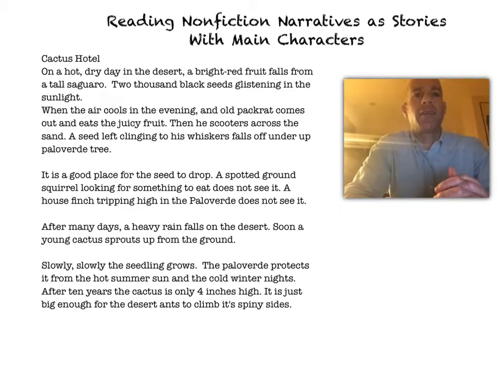Cactus Hotel. On a hot, dry day in the desert, a bright red fruit falls from the tall saguaro, 2,000 black seeds glistening in the sunlight. When the air cools in the evening, an old pack rat comes out and eats the juicy fruit. Then he scooters across the sand. A seed left clinging to his whisker falls off under a palo verde tree. It's a good place for the seed to drop. A spotted ground squirrel looking for something to eat does not see it, and a house finch trilling high in the palo verde doesn't see it either.